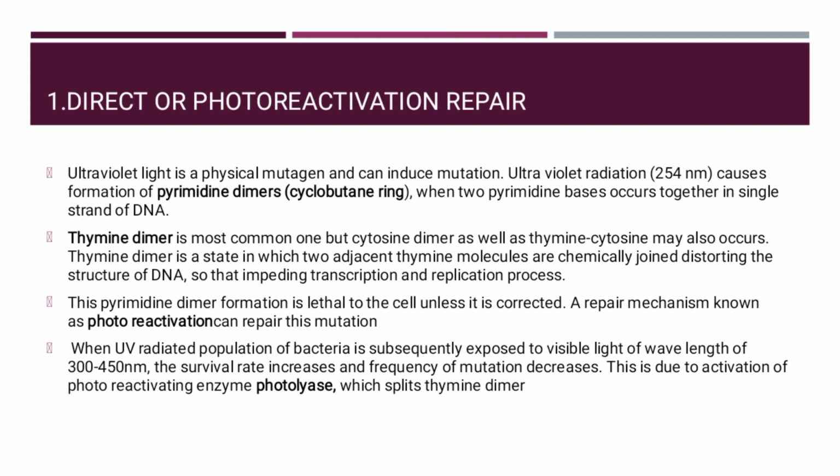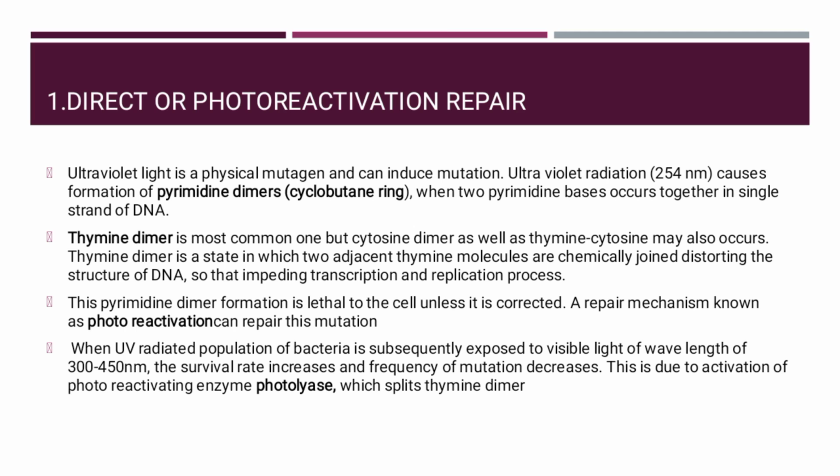Direct or photoreactivation repair: ultraviolet light is a physical mutagen and can induce mutations. Ultraviolet radiation causes the formation of pyrimidine dimers when two pyrimidine bases occur together in a single strand of DNA. Thymine dimer is the most common one, but cytosine dimer as well as thymine-cytosine dimer may also occur. A thymine dimer is a state in which two adjacent thymine molecules are chemically joined, distorting the structure of DNA and impeding the transcription and replication process.